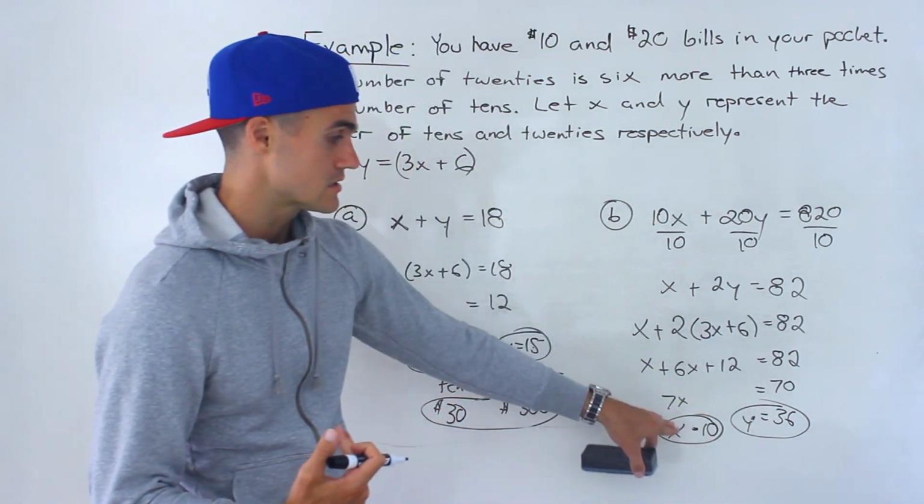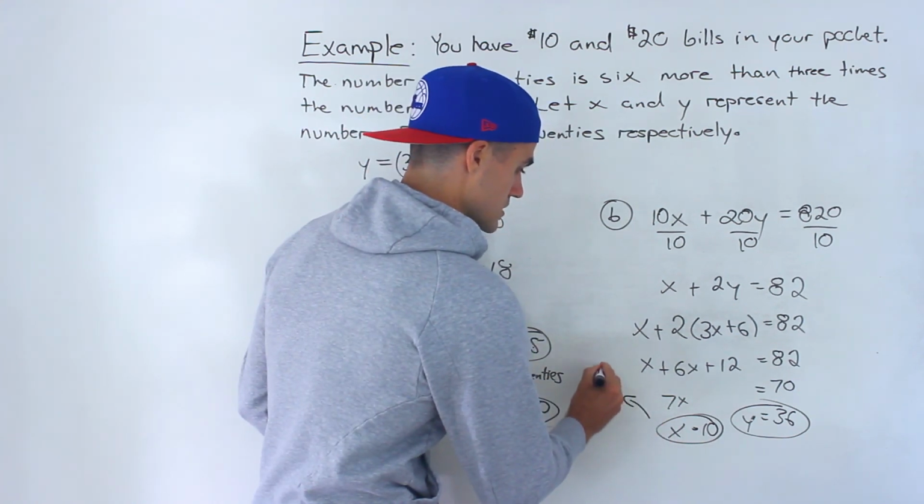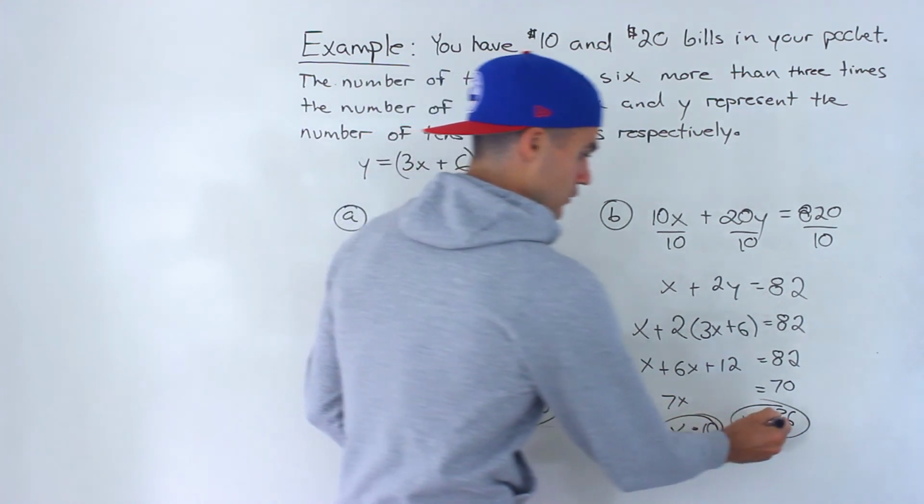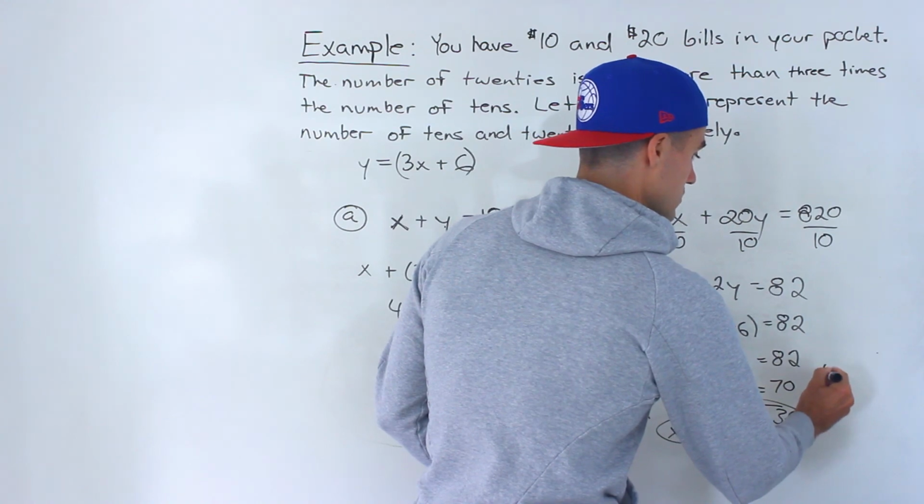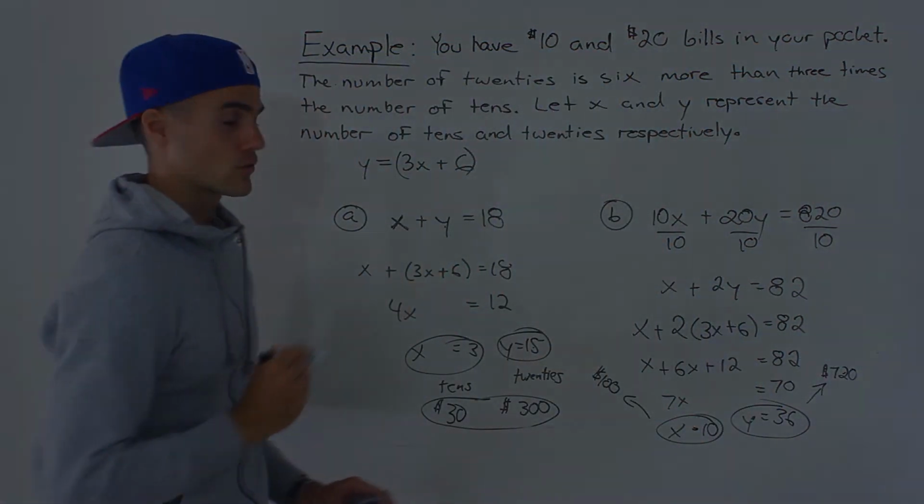And then you could check these. 10 times 10 is $100. The value of this is 100. 36 times 20 is 720. So the value of the 20s is 720, and then adding them up gives us that total value of 820.